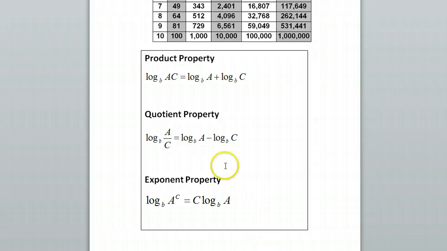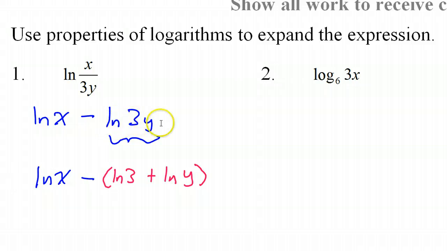Okay, I'm using the product property now. The log of a product equals the sum of the two logs. So that's what we had here. The log of this product, 3 times y, should equal the sum. But again, if you have a subtraction in front and you expand into two things, you have to use parentheses to make sure that the negative sign applies to both things as it should.